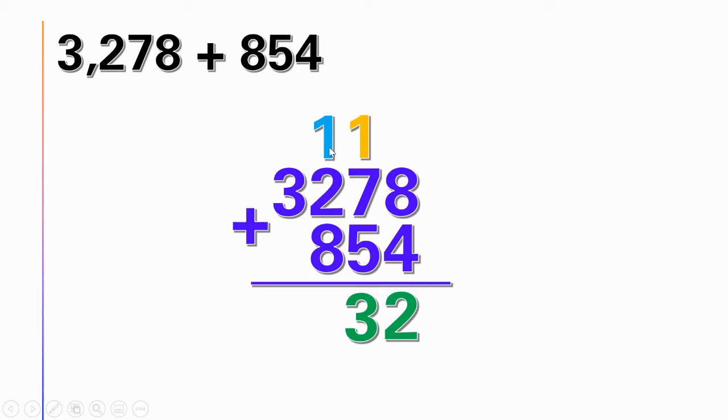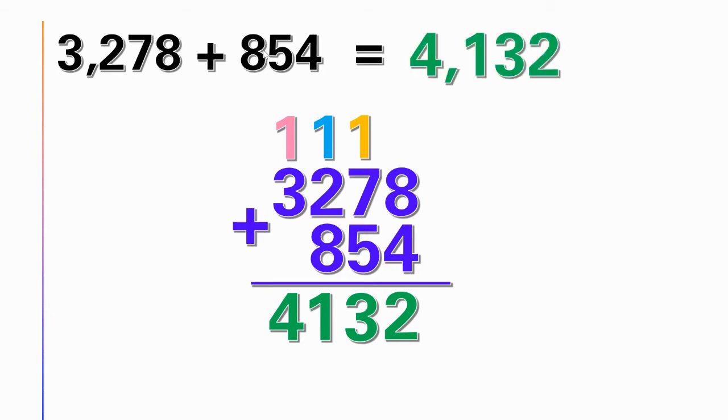Now we add the 1 hundred plus 2 hundreds, which equals 3 hundreds, and 3 hundreds plus 8 hundreds is 11 hundreds. So we put a 1 in the hundreds place and the other one in the thousands place. Now we can add 1 thousand plus 3 thousands, which equals 4 thousands. So 3,278 plus 854 equals 4,132.